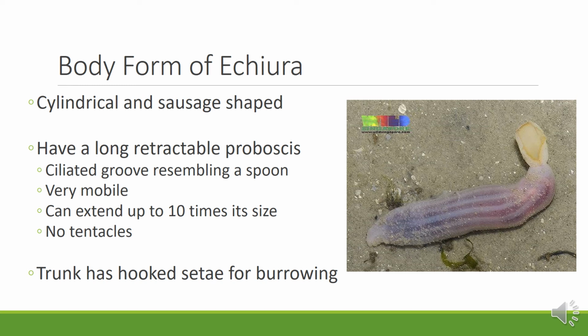It can extend up to 10 times its size. They don't have any tentacles. They use this proboscis to filter sand and move it around and try to find food in it. Their trunk, the back part of the body, has hooked setae used for burrowing, for attachment, etc.